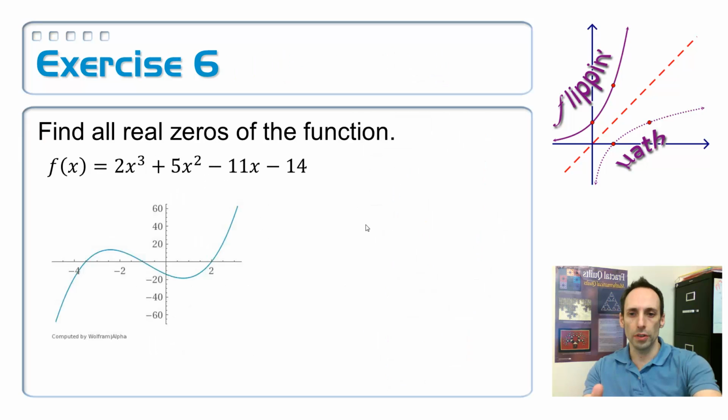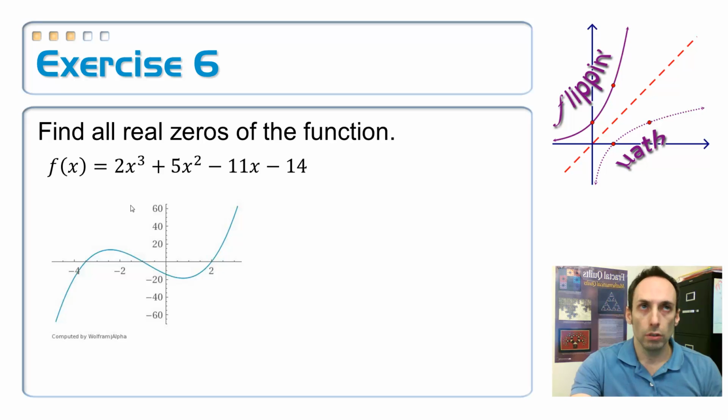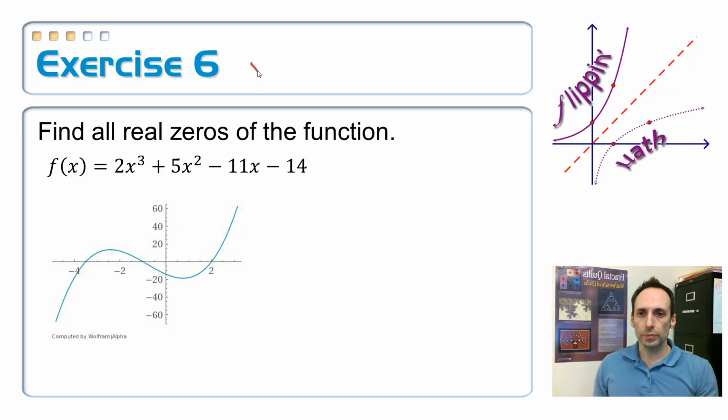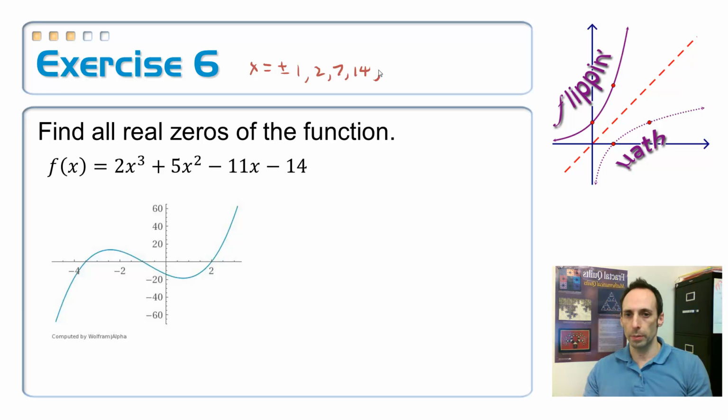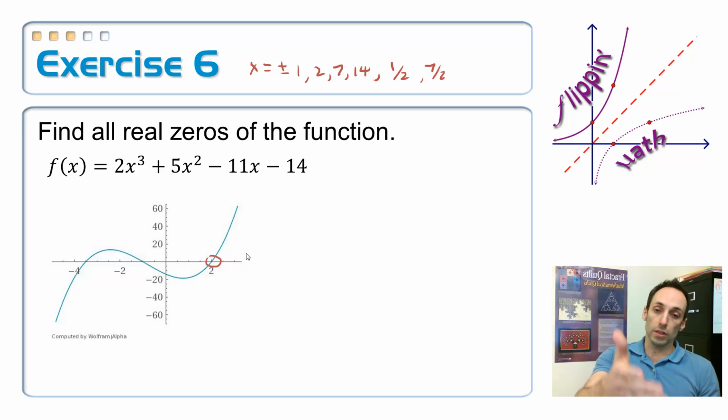So let's give this a try on this first equation. This I believe is the same one looked at in the introductory video, where we knew that x could possibly be equal to plus or minus 1, 2, 7, 14, plus all of them divided by 2. Well, all of the odd ones divided by 2, so 1/2 and 7/2. If I look at my graph, it looks like it crosses right here at exactly 2. So of course I could synthetically substitute 2 in there, see what's left over.